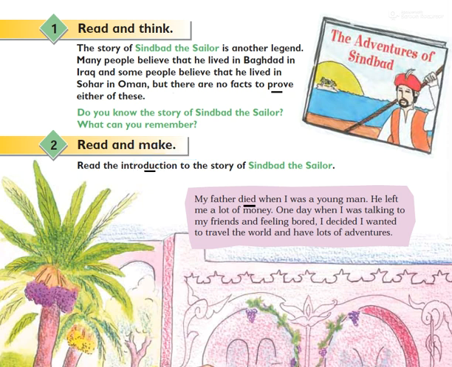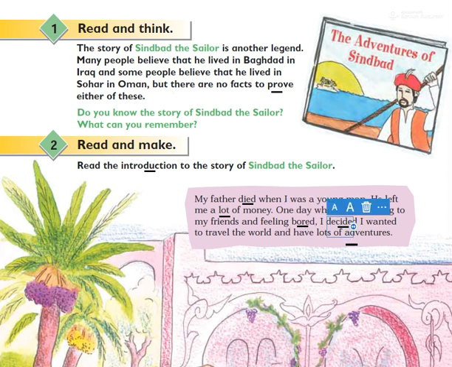My father died. Die means يموت. Here, died, my father died. When I was a young man. He left me a lot of money. One day. We said that stories and tales all use one day or once upon a time. When I was talking to my friends and feeling bored. What's bored?